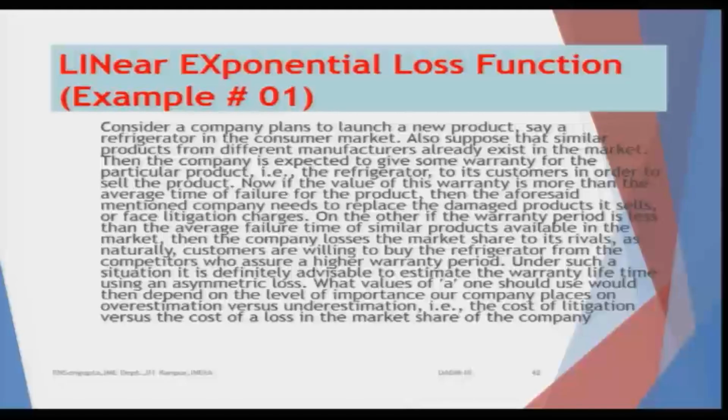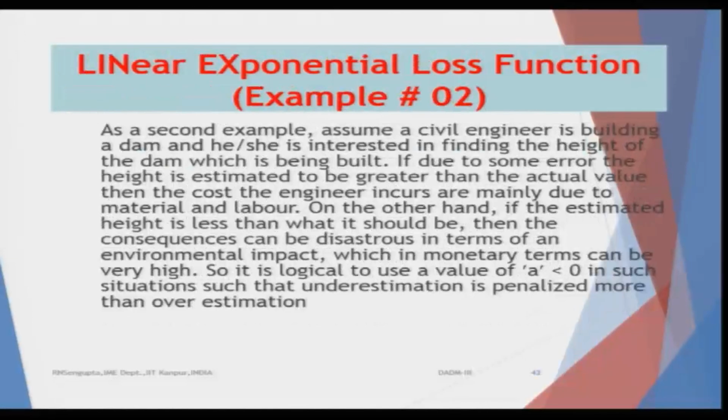So, what values of A one should use depends on the level of importance your company places on the overestimation problem versus the underestimation problem, that is, the cost of litigation versus the cost of loss in the market share. If I am losing the market share and also losing in litigation, then it is a disaster for me. But when the market share is increasing, and I am able to offset the cost, then it makes sense to give a warranty life which is higher or lower than the ordinary average value.